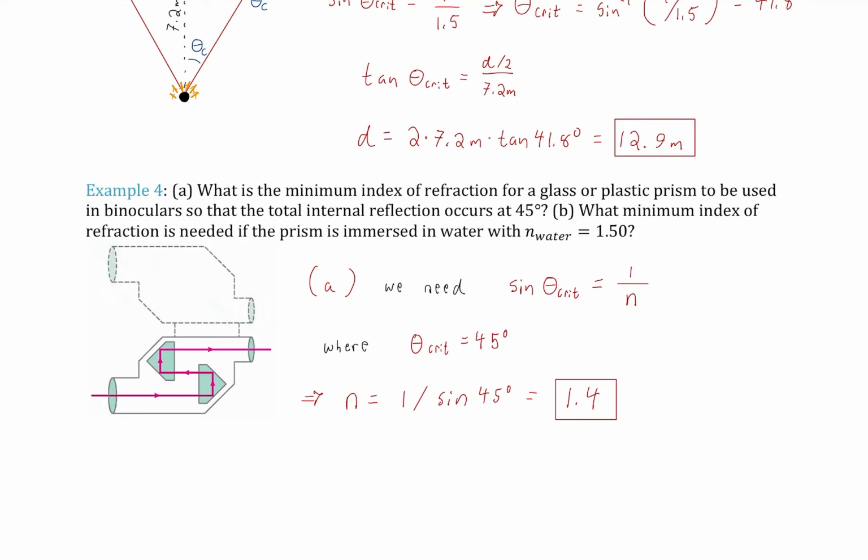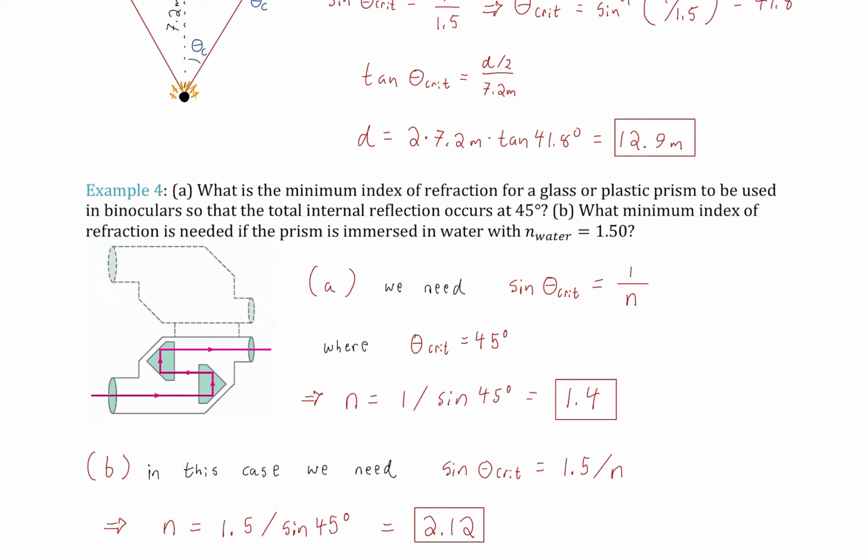Now, what if we were using these binoculars instead of in air, where our surrounding index of refraction is 1, what if we were using them in water? Well, that would change things. These would be underwater binoculars. In that case, what would our prisms need to be made out of? Well, we'd set this up the same, but now our 1 would be replaced with 1.33. And we solve for n, the refractive index of the prisms, and it's 2.12. Now, this is very high for an index of refraction. Really, only diamonds have index of refractions this high.